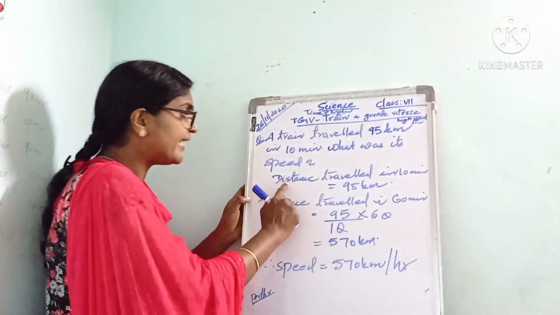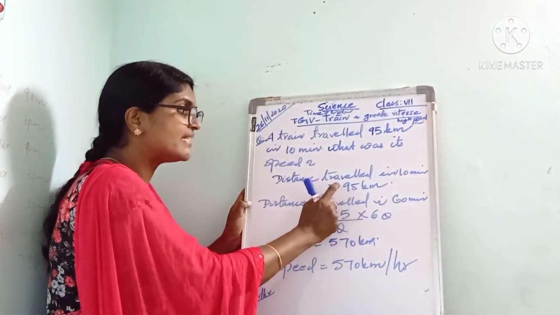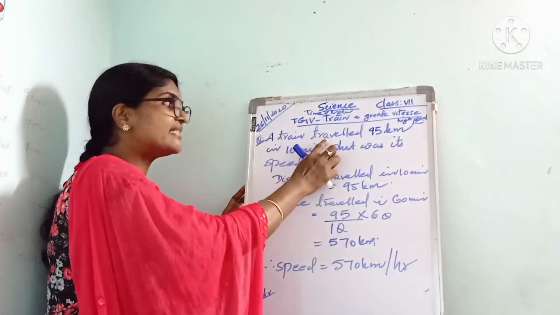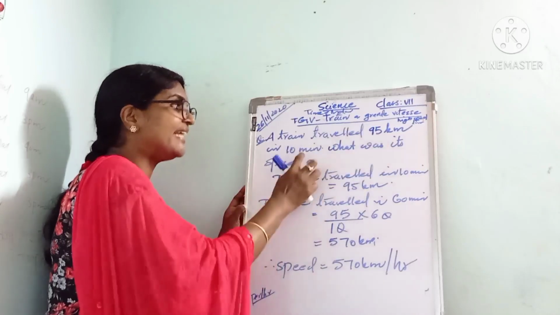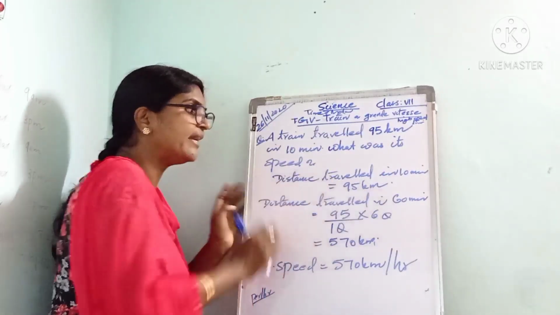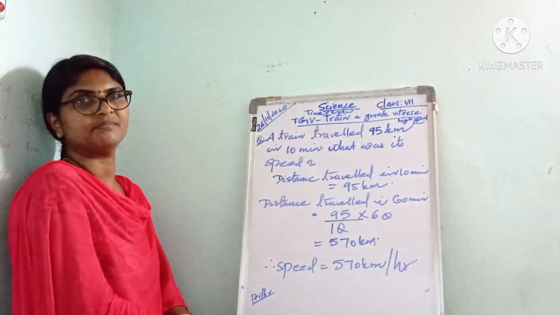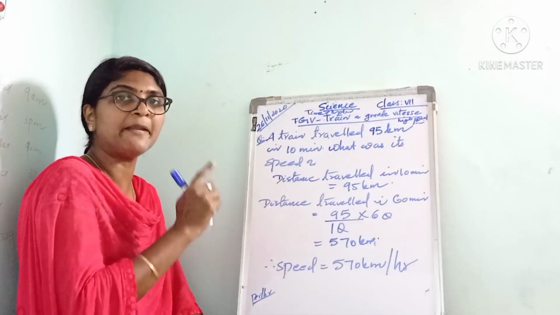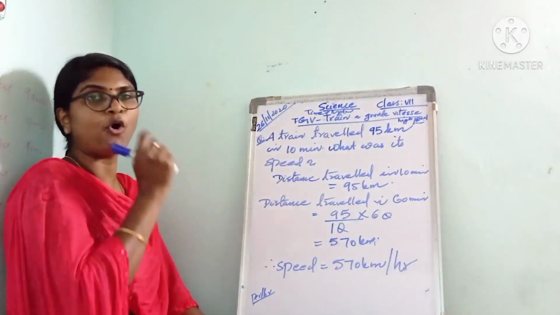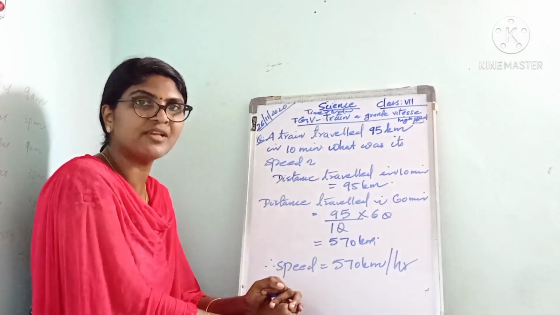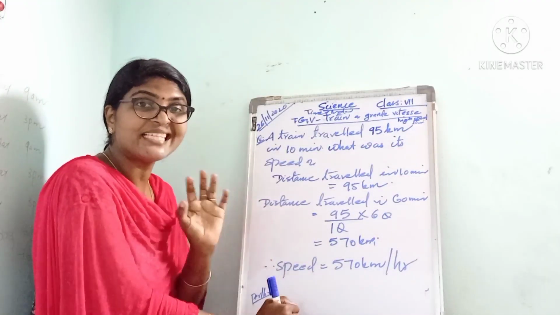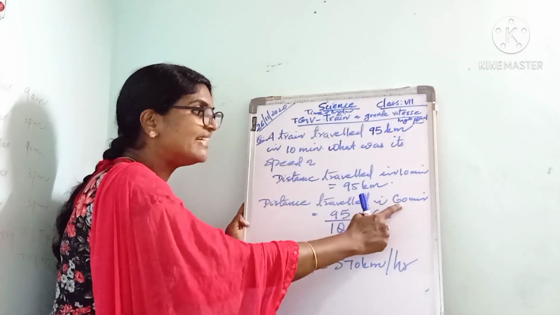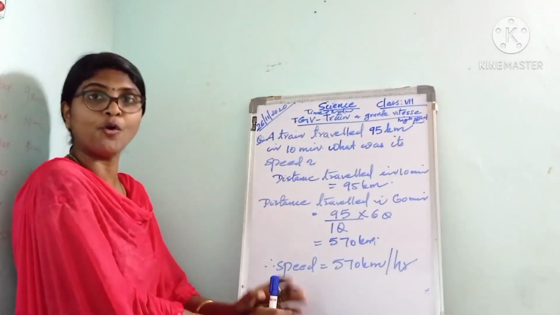So the distance traveled in 10 minutes is given in your question as 95 kilometer. Next we have to find the distance traveled by the train per hour. You know, 1 hour contains how many minutes? 1 hour contains 60 minutes. So we have to calculate the distance traveled in 60 minutes, or 1 hour.